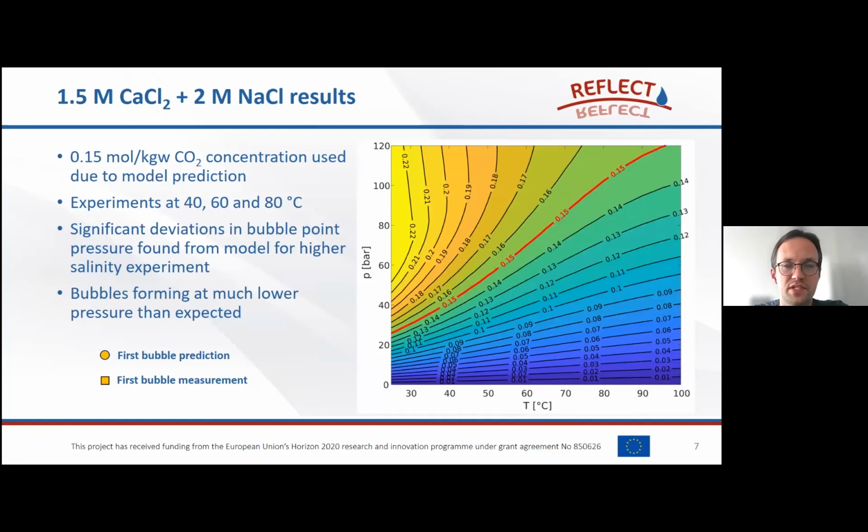And we also did the same experiments for high salinity brines. So in this case, we chose a lower CO2 concentration. And so far, we've only done very low temperature experiments up to 80 degrees Celsius. So here we would expect bubbles. So we're using, in this case, 0.15 mole per kilogram. So we would expect them already at these pressures, but instead what we're finding is that they are occurring much later. So at much lower pressures, we are finding our first bubbles.